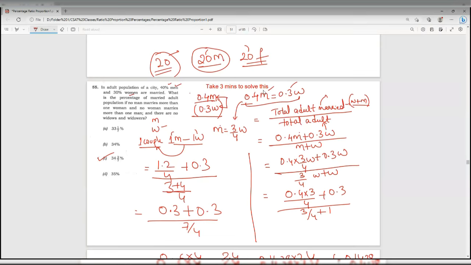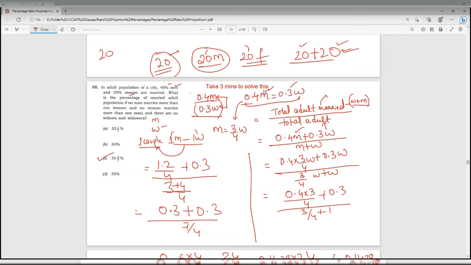They have asked what is the percentage of the married adult population if no man marries more than one woman. So what is the total adult population who are married? This would be the married total. For example, if there are 20 couples, the total adult population that is married is 20 plus 20: 20 men and 20 women. That's what I have taken here: men is 0.4 m and women is 0.3 W, and the total population is m plus W.